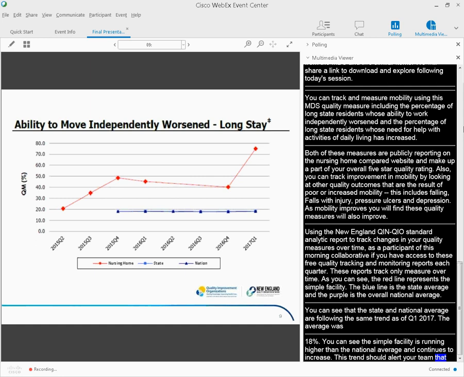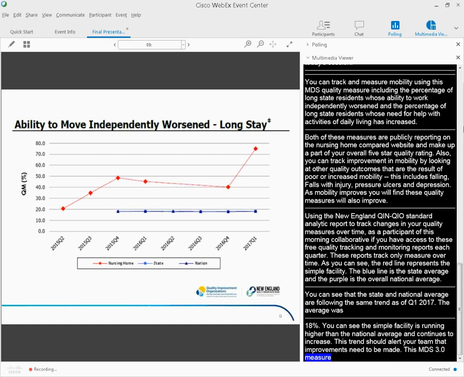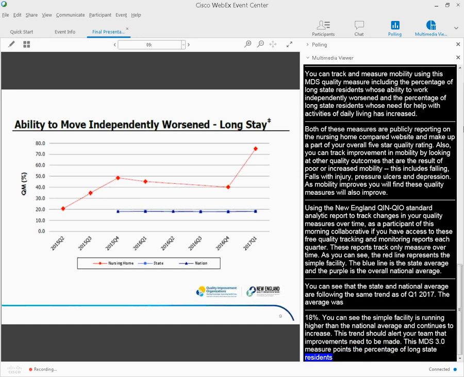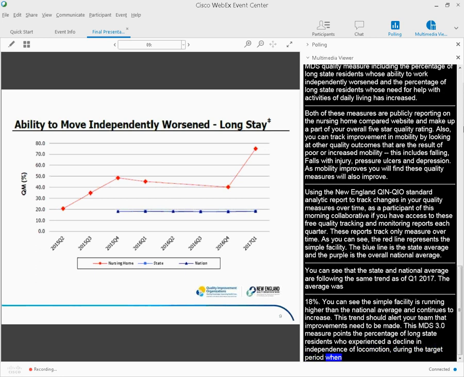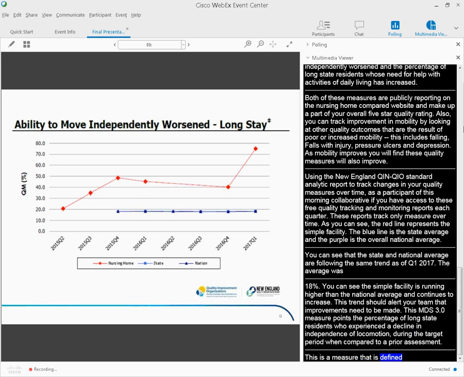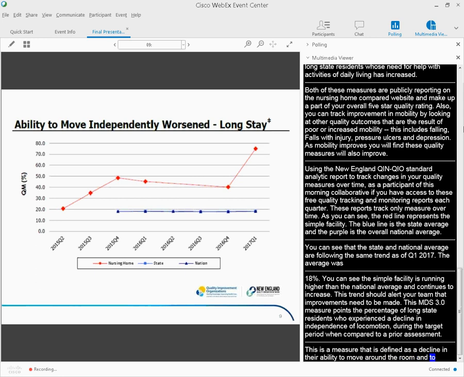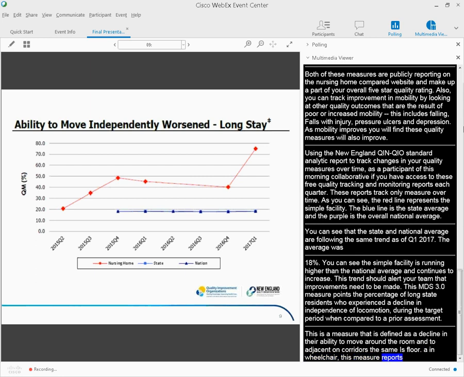This particular MDS 3.0 measure reports the percentage of long-stay residents who experienced a decline in independence of locomotion during the target period when compared to a prior assessment. This is a look-back measure, and it's defined as a decline in their ability to move around their room and in adjacent corridors on the same floor. If they're in a wheelchair, this measure reports their decline in their self-sufficiency once in the chair.